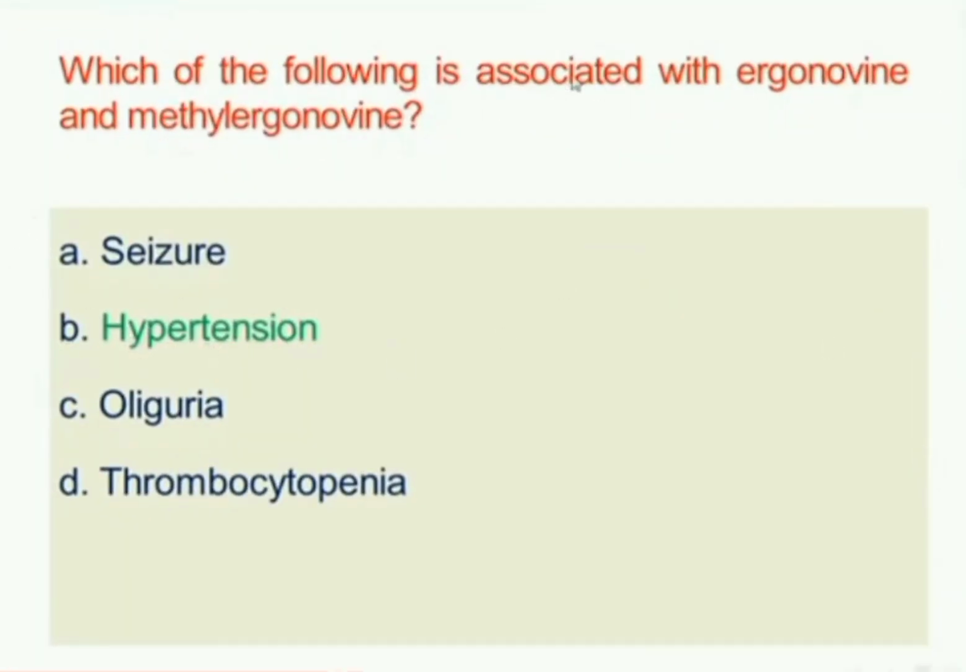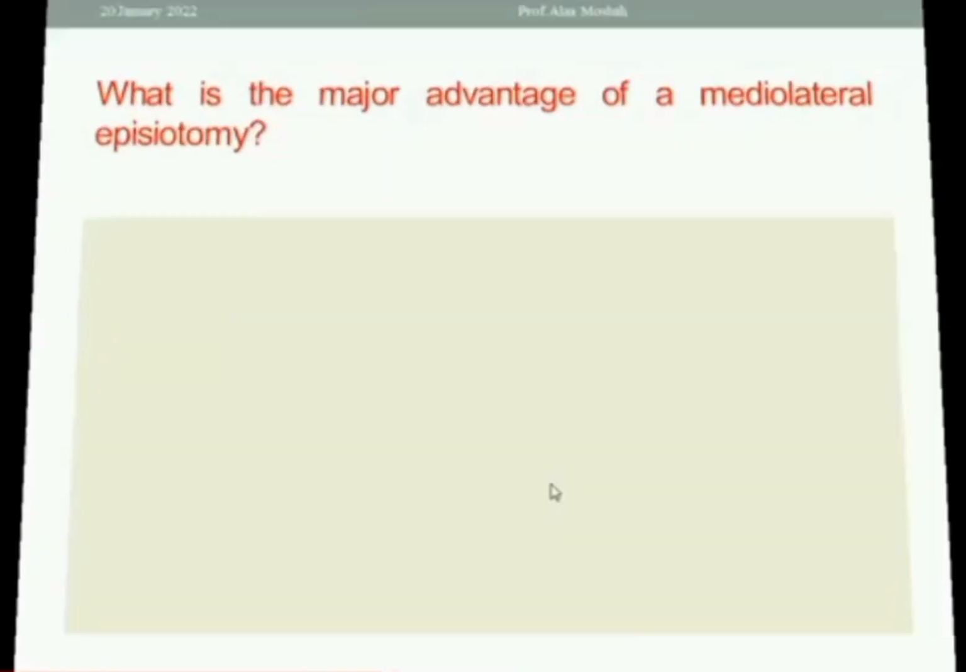So again, we must know that in hypertensive patients, we have to administer ergometrine with vigilant monitoring of the blood pressure, as it may result in hypertension. If the patient is already hypertensive, then the patient may develop a crisis because of administration of ergometrine. So there should be vigilant monitoring of the patient in this regard.